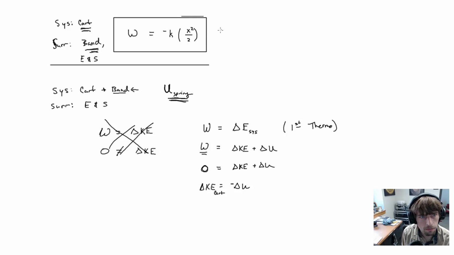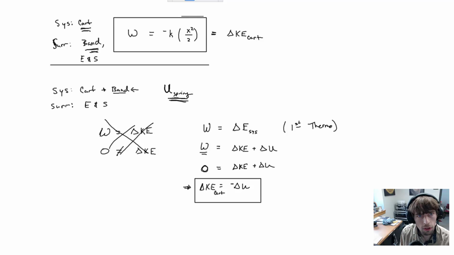So now the kicker. Looking at the first time when the cart was the system and the band was in the surroundings, I had an expression for the work that evidently was the change in kinetic energy of the cart. I have a second expression considering a different system, which also gives me the change in kinetic energy of the cart. These two, what I have boxed up here and what I will quickly have boxed down here, evidently must equal each other, right? They both describe the same thing, the change in kinetic energy of the cart.